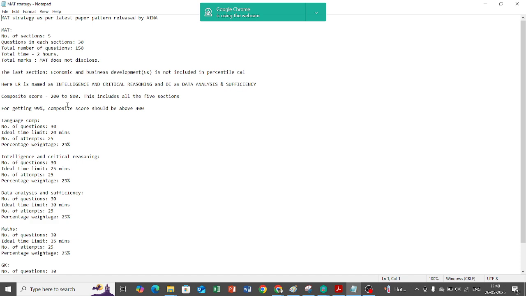How do they calculate it? We don't know. The composite score mainly varies from 200 to 800. That is the range within which the score is given, and the score calculation includes all the 5 sections. Remember, if you want to get 99 percentile, your composite score should be above 400. Now see, what are the different sections?